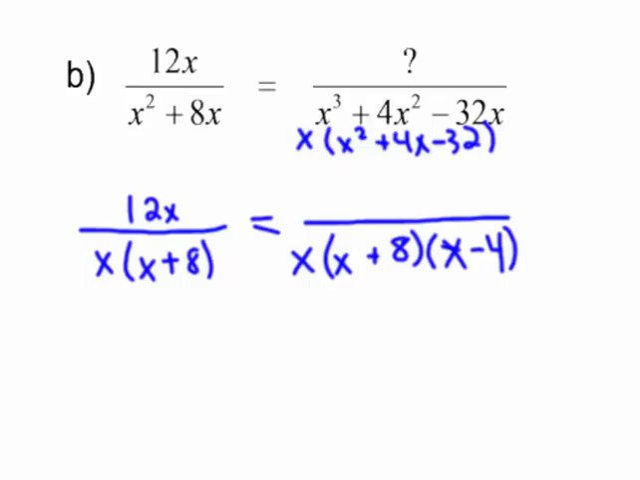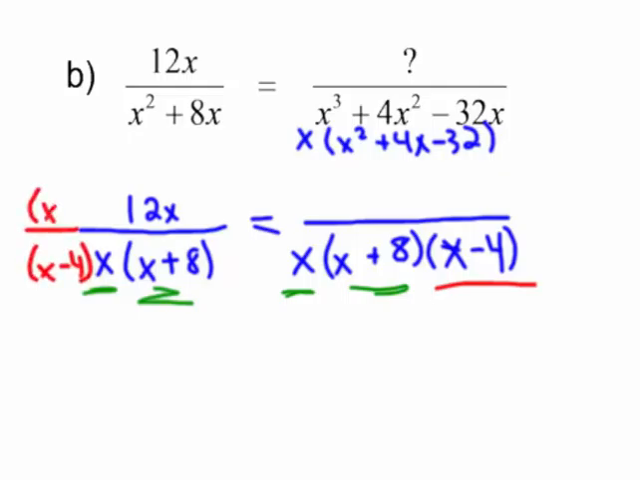So at this point I look, what do I have in common? I have the x, I have the x plus 8. What do I have in the one on the right that I do not have on the left? Oh, the x minus 4. So in order to get them the same, I'd have to multiply the left side by x minus 4 over x minus 4. Again, they're the same thing, so it doesn't change it. So what am I going to be left with? 12x times x minus 4. You could leave it like that. You could multiply it in. That would be okay too, and get 12x squared minus 48x. Either one would be fine.